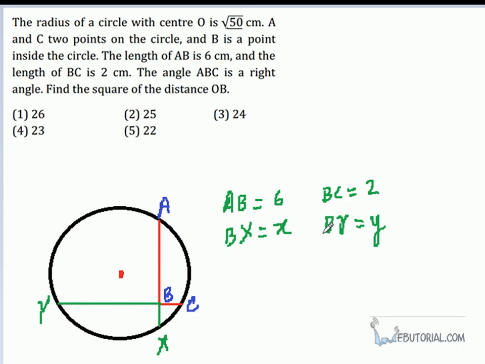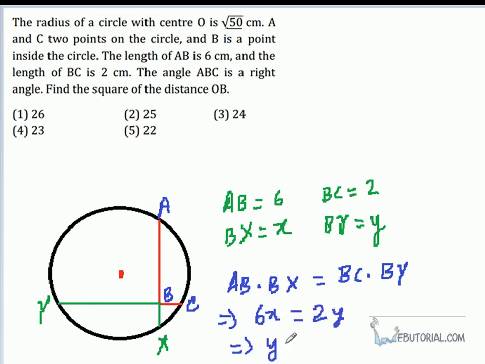What happens in circles is that if two chords intersect, then the product of the intercepts is same. What I mean to say is something like this, that AB times BX will be same as BC times BY. This tells us that 6x is same as 2y, or y is 3x. Now the problem is almost done. We will do some more construction and the problem will be finished.